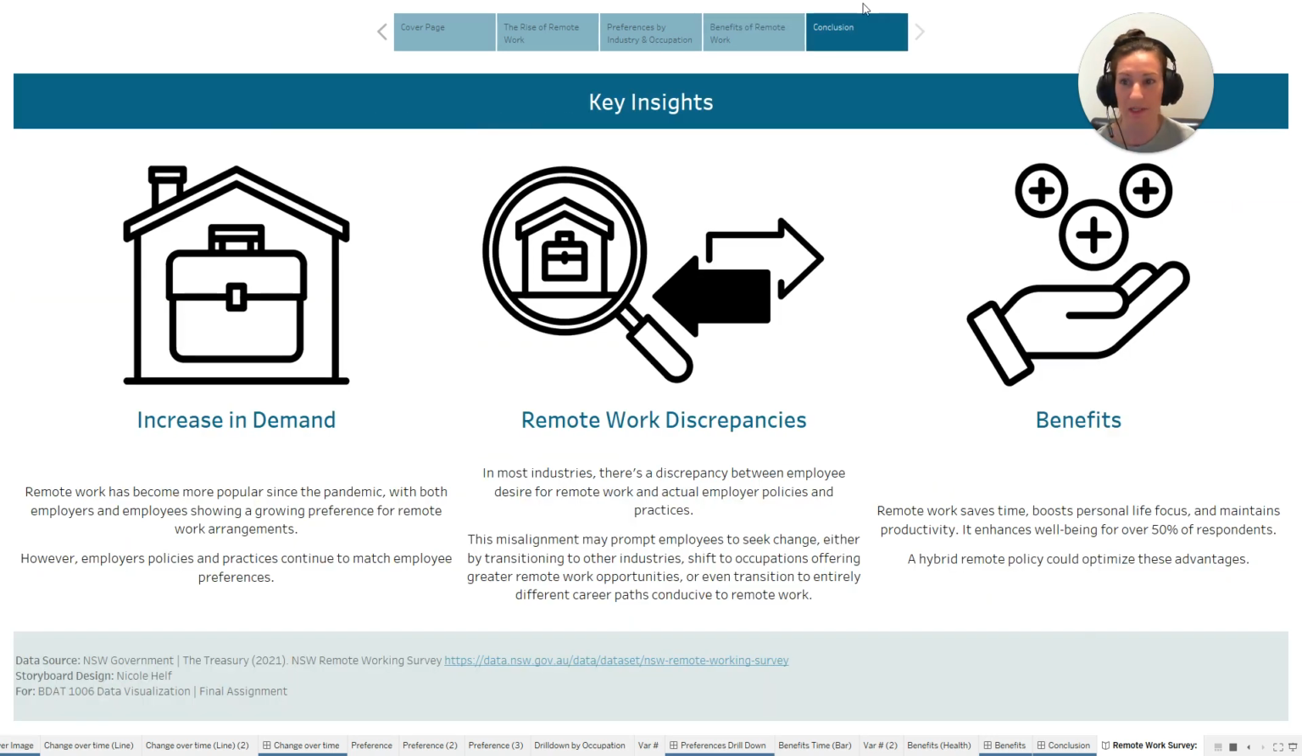So just to conclude, some of the key insights I took from this material and all of this data, that there is an increase in demand in working remote, even though there has been some shifts with both employees and employers increasing their work from home preferences and their practices. There is still that variance there, meaning the employer's policies and the practices continue to not match. And to continue on that point, with those discrepancies, most of the industries do have a discrepancy between their employees' desire to work remote and the actual reality.